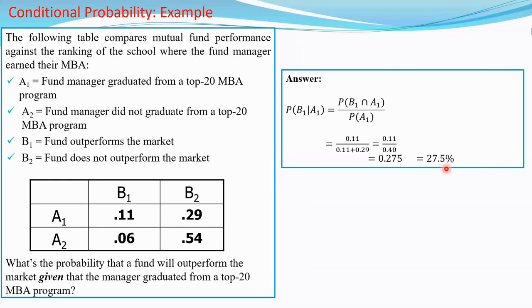That is 27.5%. So what is the meaning? There is a 27.5% chance or likelihood that the fund will outperform the market if the manager graduated from the top 20. If the manager graduated from the top 20, the probability of outperforming the market is 27.5%.